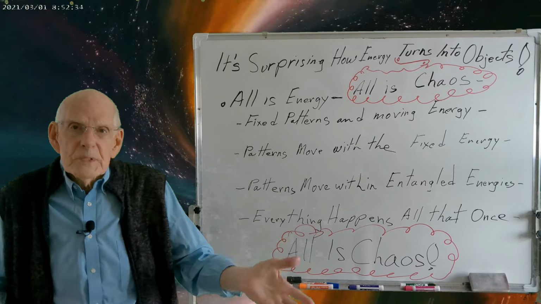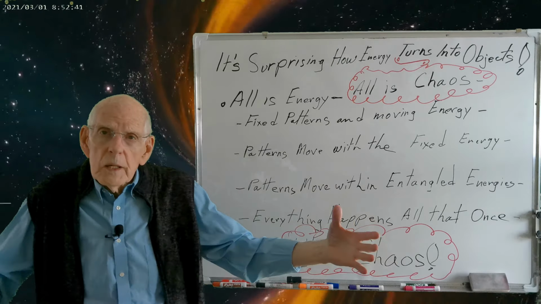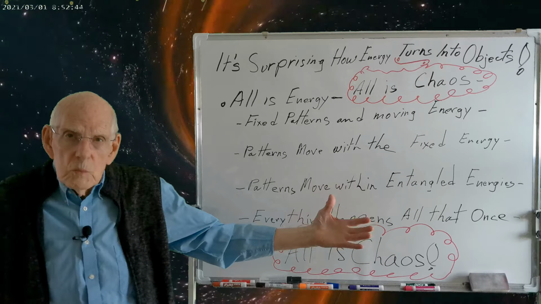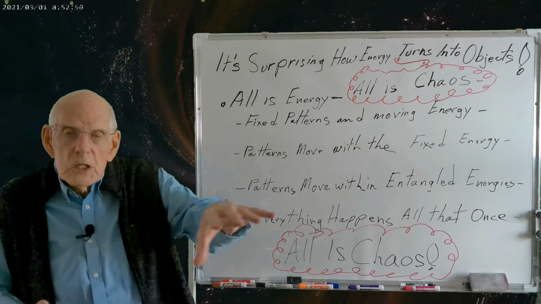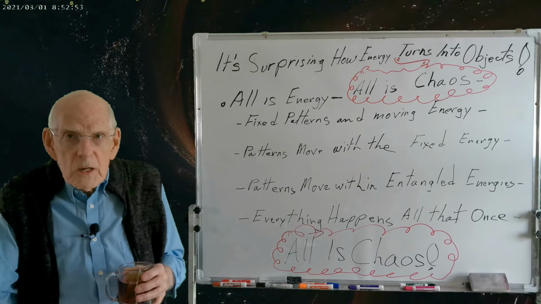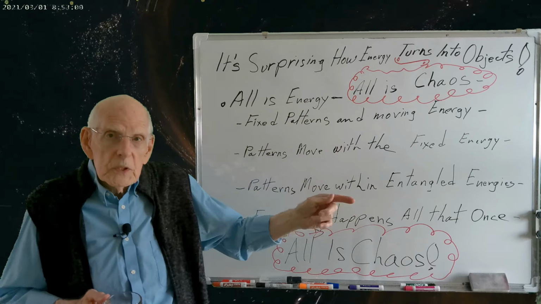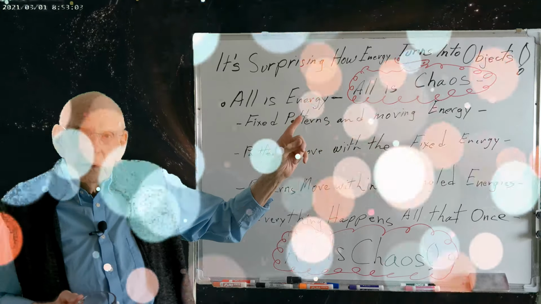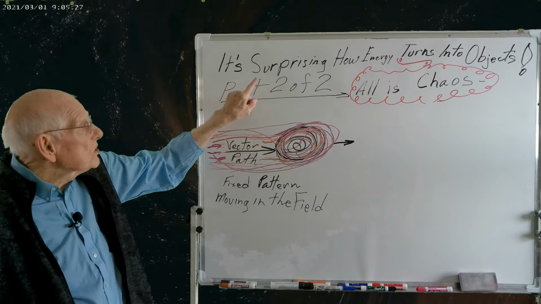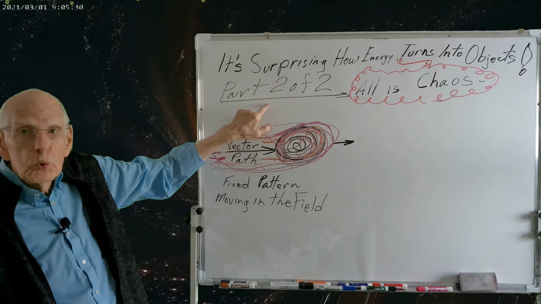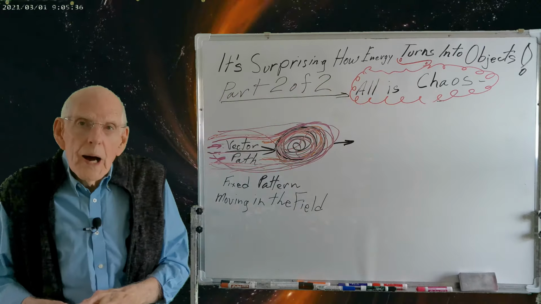Also, everything happens at once. Inner fields get entangled. Fields that are separate move together, become one system. Energy flows in and out, and fixed patterns develop within this whole thing. Now, it's the fixed patterns that I want to bring to your attention, because that's what we're going to talk about in the next video. And this is our subject for today, which is the same thing, except it's part two. It's surprising how energy turns into objects.